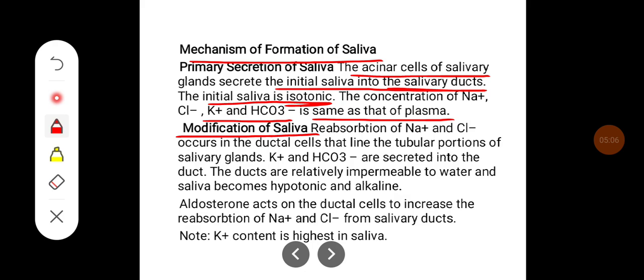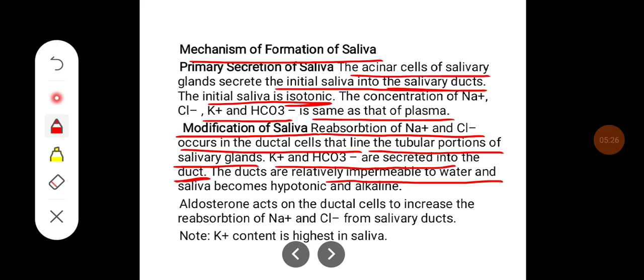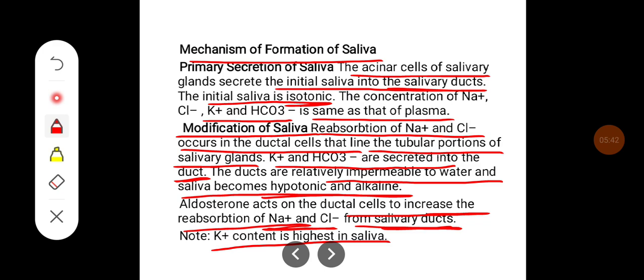So it is modified in the ducts when the reabsorption of sodium and chloride occurs in the ductal cells that line the tubular portions of salivary glands. Potassium and bicarbonate are secreted into the ducts. The ducts are relatively impermeable to water and saliva becomes hypotonic and alkaline. Aldosterone acts on the ductal cells to increase the reabsorption of sodium and chloride from the salivary ducts. Note that the potassium content is highest in the saliva.